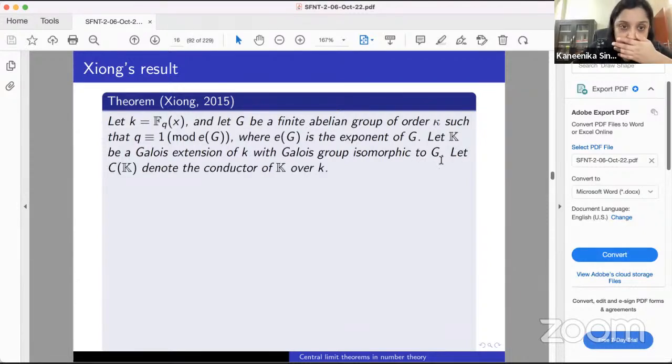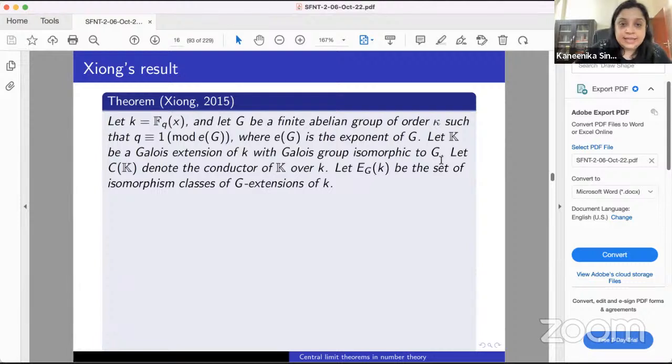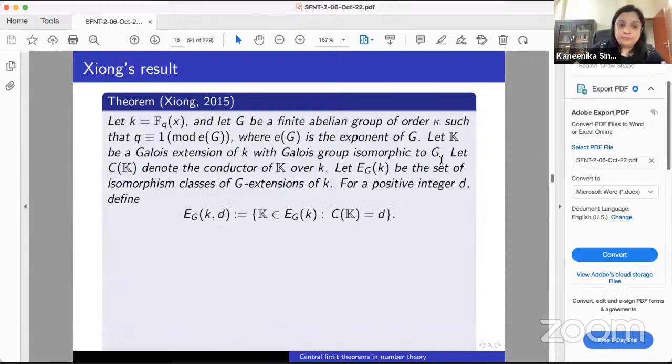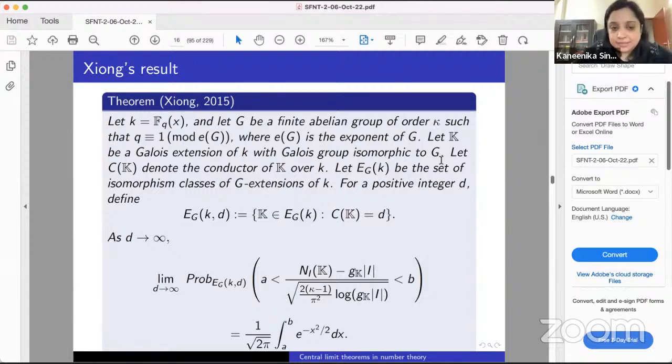So we consider all such Galois extensions, and let C(K') denote the conductor of our field K' over little k. So these are notions from algebraic number theory. We don't go too much into it. But basically in terms of these Galois extensions with a given Galois group, you can talk about families of extensions which have that, and then express your central limit theorem in terms of these families. So here our families become those finite extensions K' whose conductor is equal to D, which was related to the genus of your specific curves. So this is a general formulation of the theorems that we saw before.